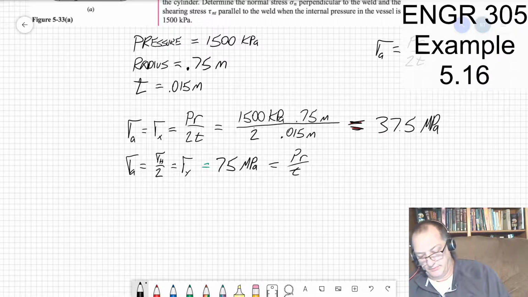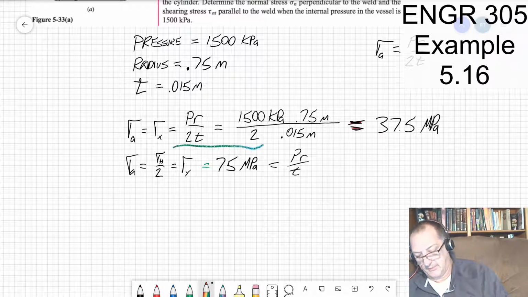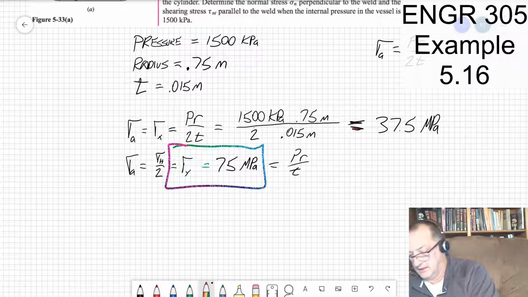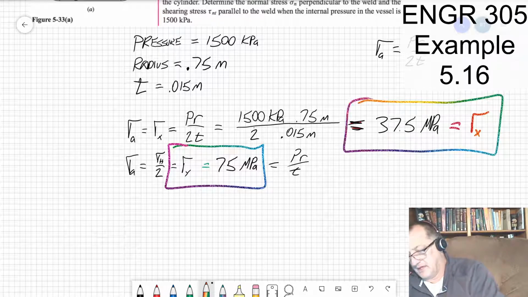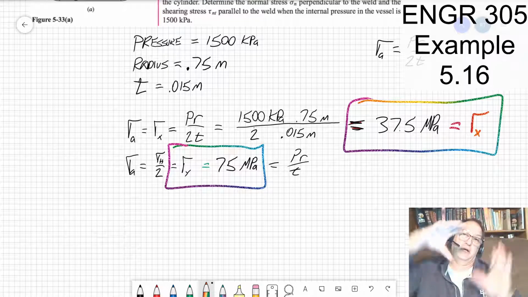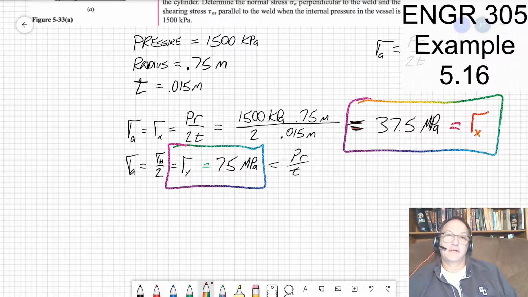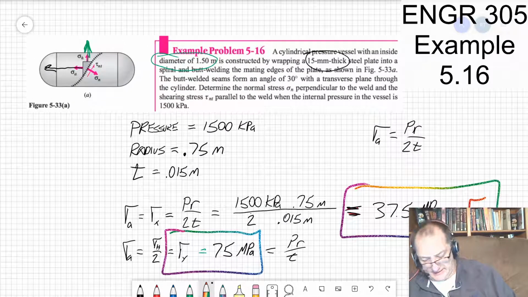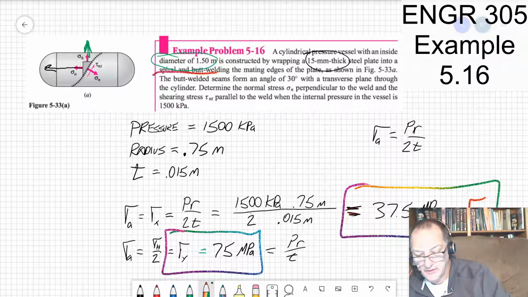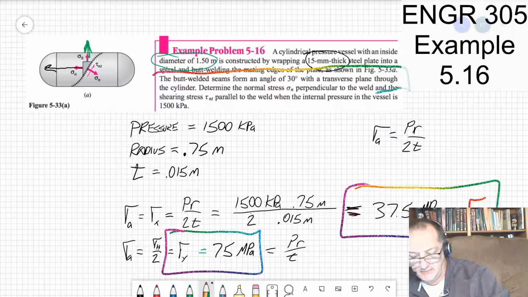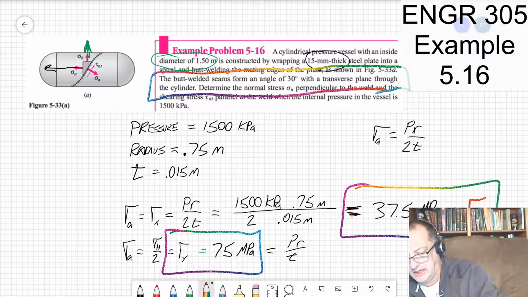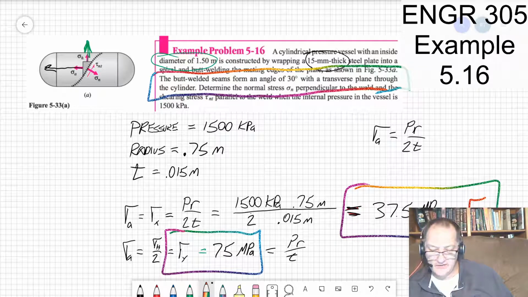Because of the way I wrote them, maybe there's not a great way to put a box, but there's sigma Y, and that's sigma X. And then we had to do this stress transformation to get us to the right angle. And they told us, and here's this sentence: the butt welded seam forms a 30-degree angle with the transverse plane through the cylinder.